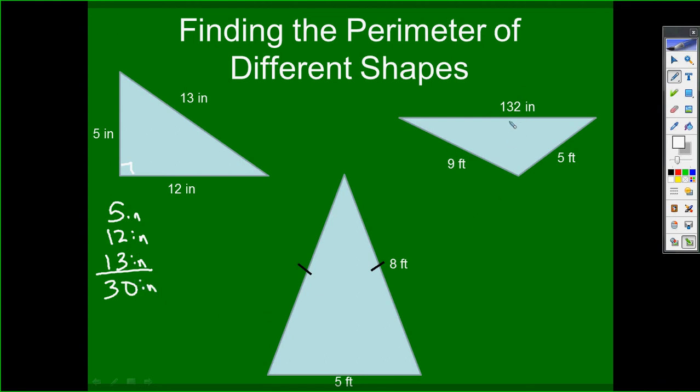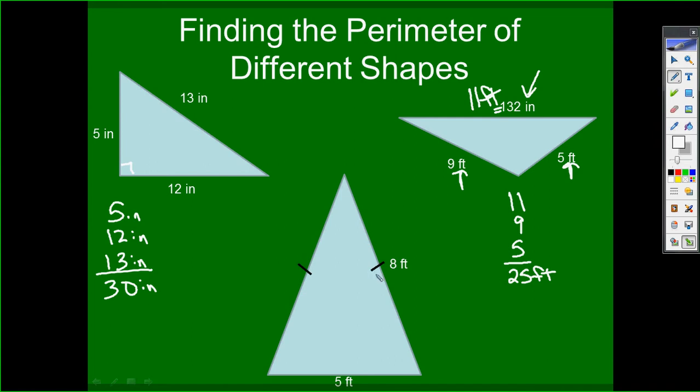The second example here, the thing that's different is my units change from one side to another. When I'm adding units for my perimeter, I need to make sure all of my units are the same when I'm adding lengths. In this case, I think it's easier to convert these all to feet. I know that 144 inches would be 12 feet. So 12 inches less than that, 132, would actually be 11 feet. So in this case, 11 feet is equal to 132 inches. So my perimeter would be 9 feet, 11 feet, which is 20, and 5 feet, which is 25 feet.